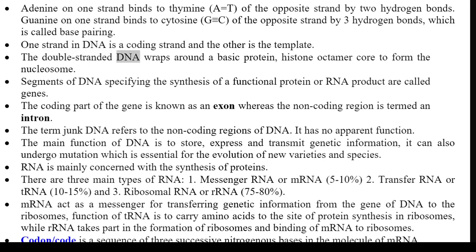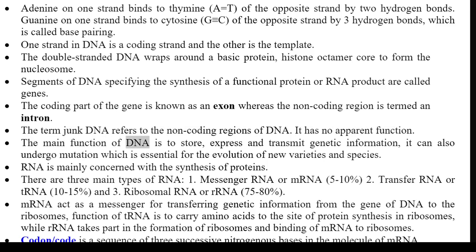The double-stranded DNA wraps around a basic protein, the histone octamer core, to form the nucleosome. Segments of DNA specifying the synthesis of a functional protein or RNA product are called genes. The coding part of the gene is known as an exon, whereas the non-coding region is termed an intron. The term junk DNA refers to the non-coding regions of DNA. It has no apparent function.